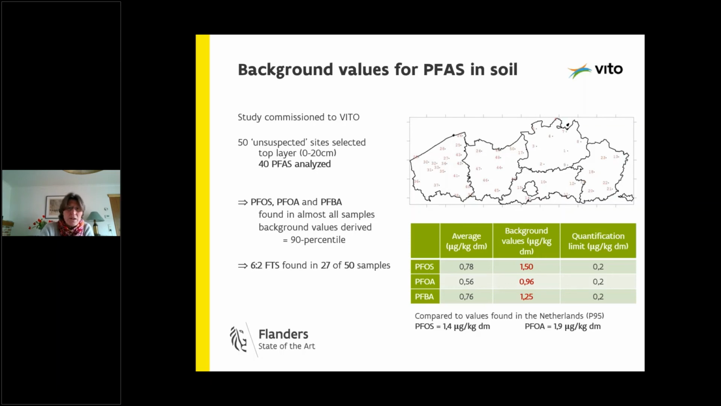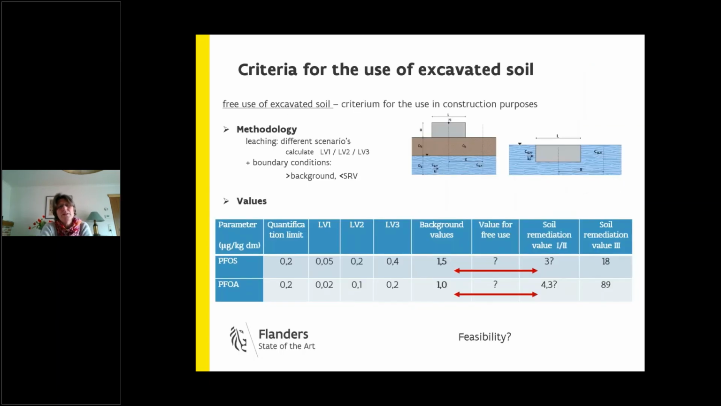Then these values were used to calculate criteria for the use of excavated soil. We have two values. The first is free use of excavated soil, where the soil can be used without restriction, everywhere. Then there's also a criterion for the use of soil in construction purposes. Here there are certain restrictions, so, for example, they must take measures to avoid leaching.